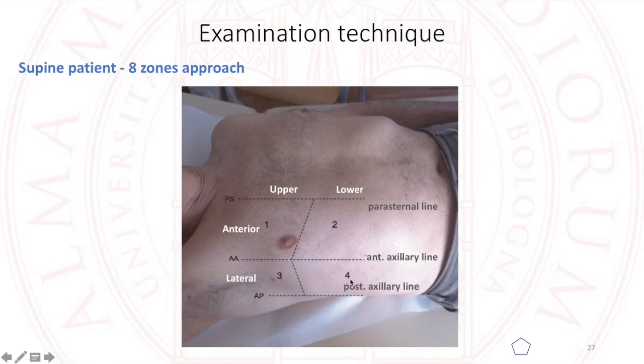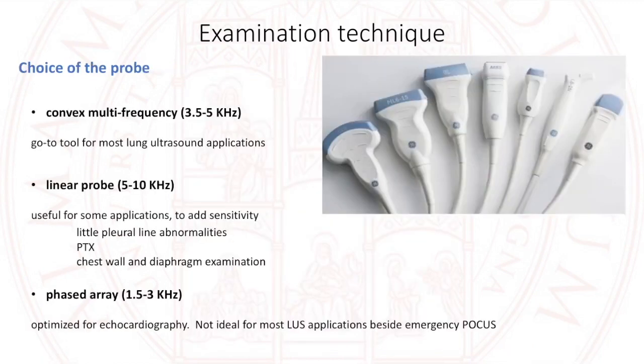which is very important, for example, in COVID-19 patients. About the choice of the probe, we normally use the convex multi-frequency abdominal probe as our go-to tool for most lung ultrasound applications, since it has the best panoramic function. And it has a good ratio between resolution and depth of field.